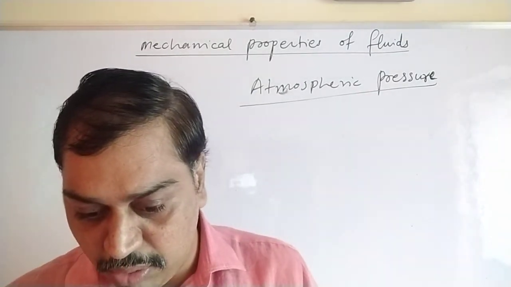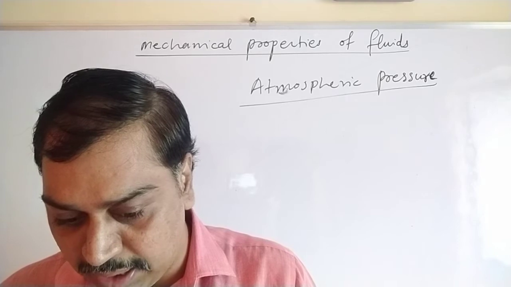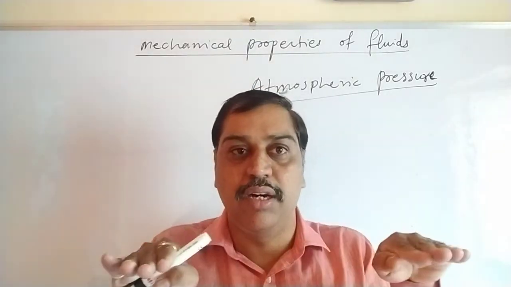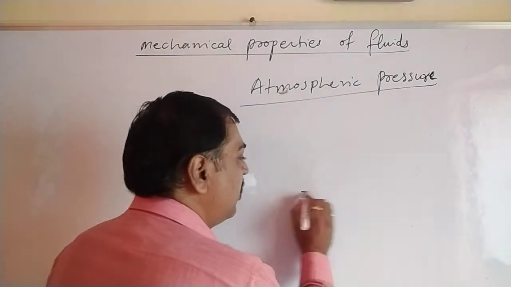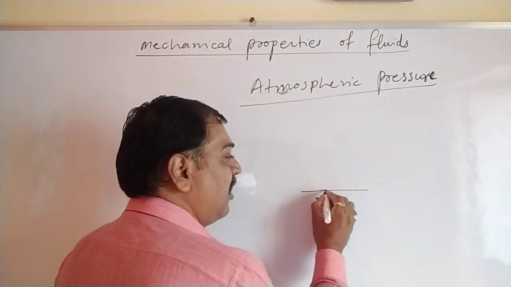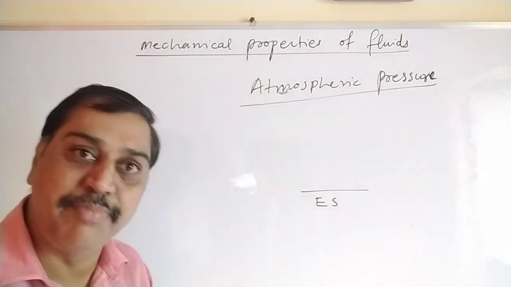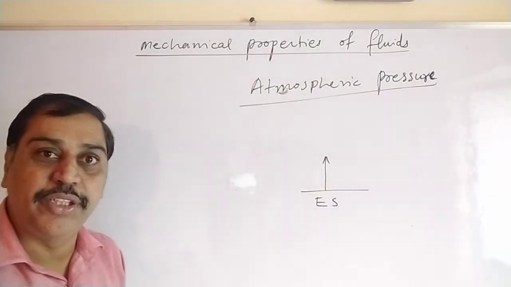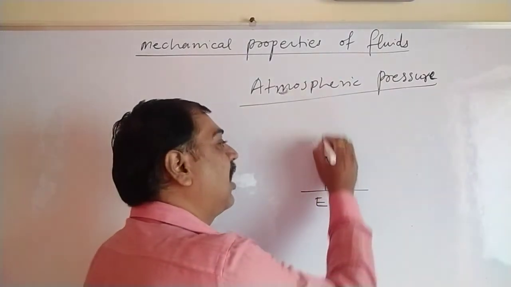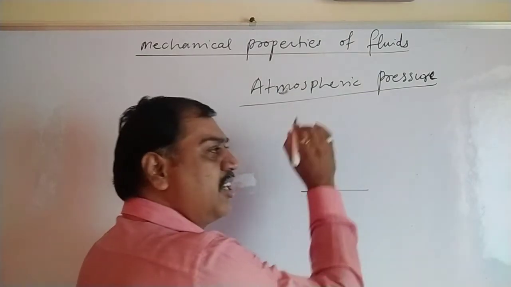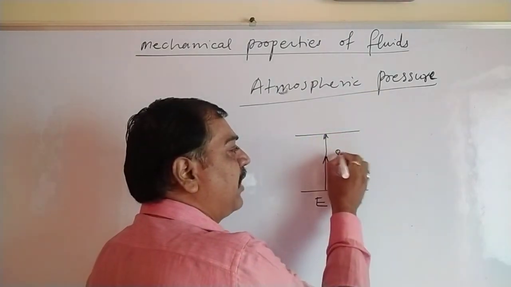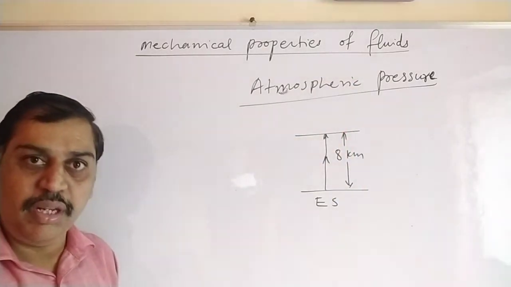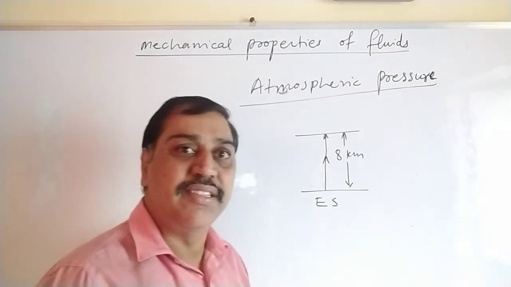Now, how to find out the atmospheric pressure? That is very important. As we are on the earth's surface, atmospheric pressure is maximum on the earth's surface. As we go above the earth's surface, atmospheric pressure decreases, and if you go further away, it decreases again. If you go above 8 km from the earth's surface, atmospheric pressure is negligible.